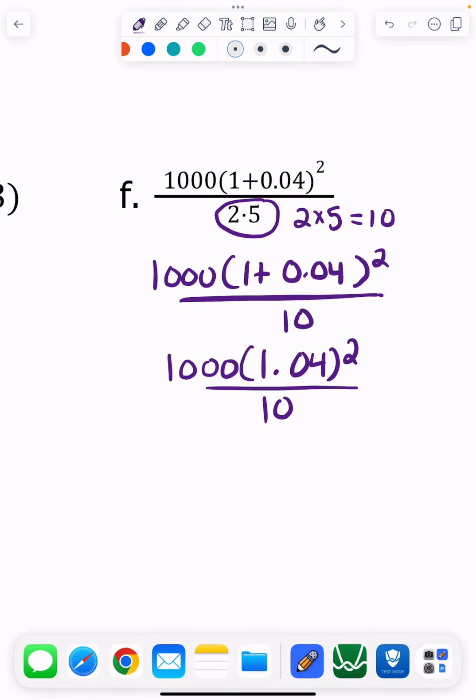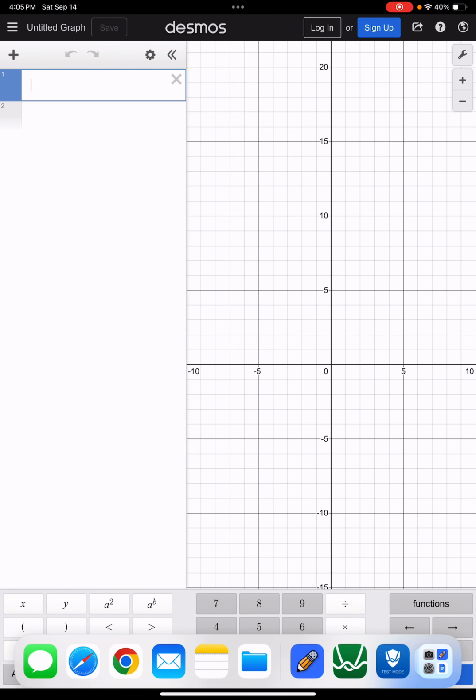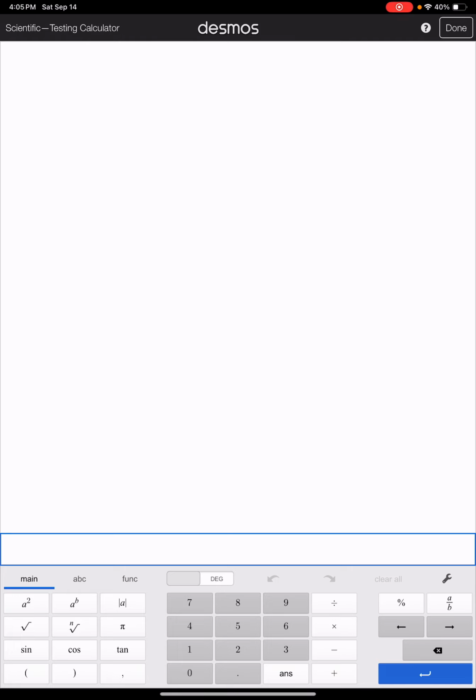So I recommend using Desmos. Actually, this is still Desmos, but it's the test mode. And I'm using that because that way I have the scientific calculator. It's fine to use the graphing calculator, I just didn't want extra stuff. So in this calculator, or whatever calculator you have, you want to type in 1.04, and then there's a little squared key here. And Desmos tells me that that is 1.0816.